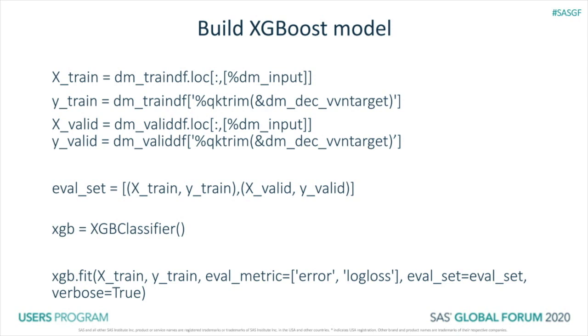We create and fit an extreme gradient boosting classifier model to our training data set. We use the eval_metric option because we want to generate the plot of several metrics, for example, error and log loss at each iteration for our evaluation set.